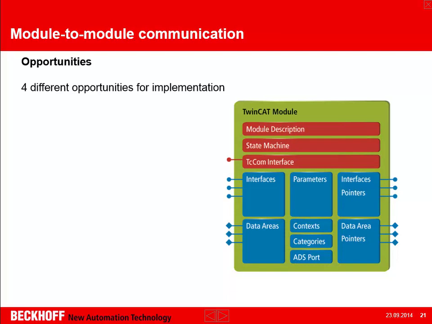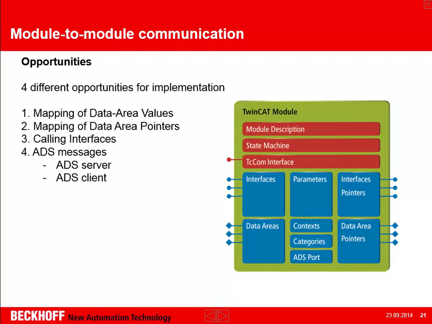First of all, there are 4 different opportunities for implementation. First is pretty simple. It's mapping of data areas. Then it's mapping of data pointers. So that's just configuration, pretty easily done. Then you can call interfaces, of course, method calls. And then at the end, you can also do ADS messages, sending ADS messages between different modules. Number 1, 2, and 3 are able to be executed in hard real time.